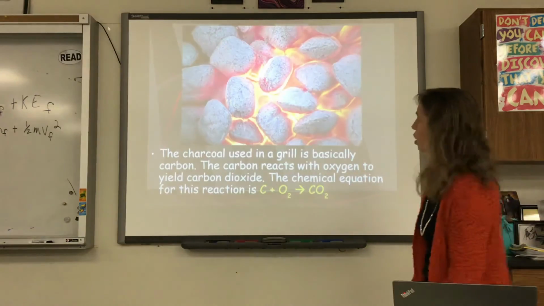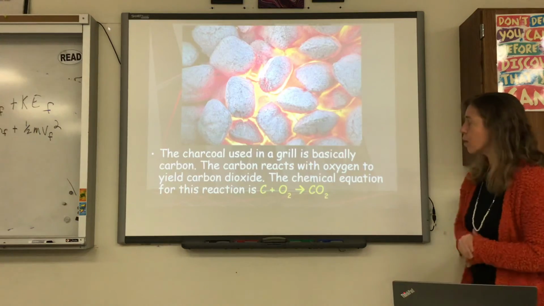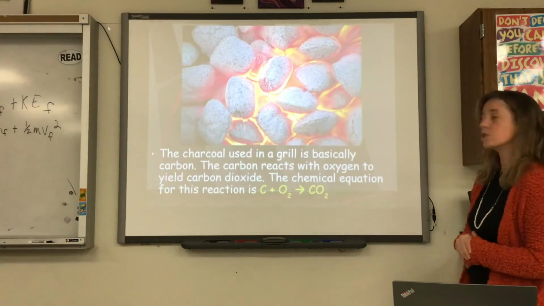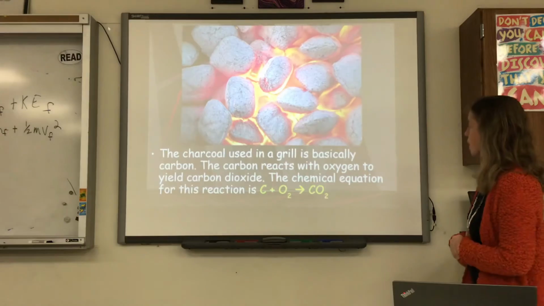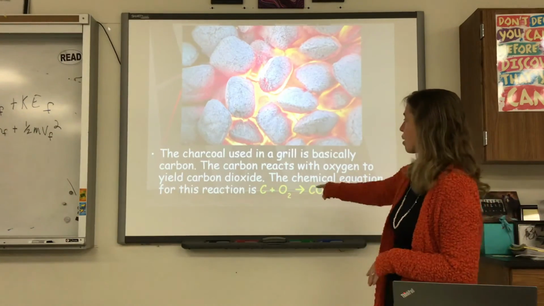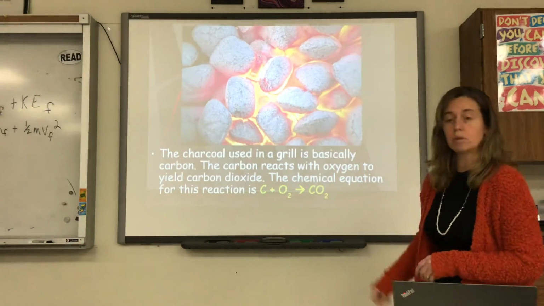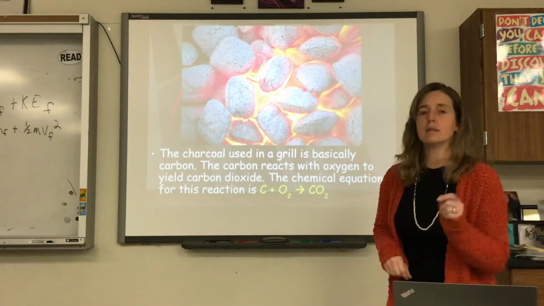Charcoal used in a grill is basically carbon. The carbon reacts with oxygen to yield carbon dioxide. The chemical equation for this reaction is carbon plus oxygen yields CO2, which would be an example of a synthesis reaction.